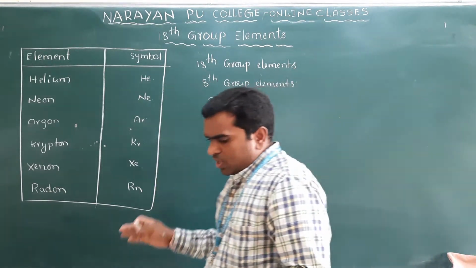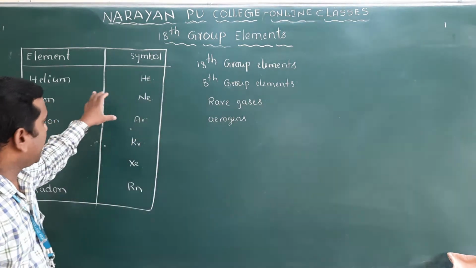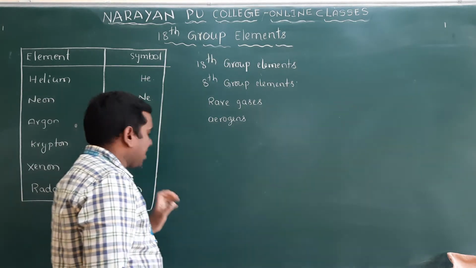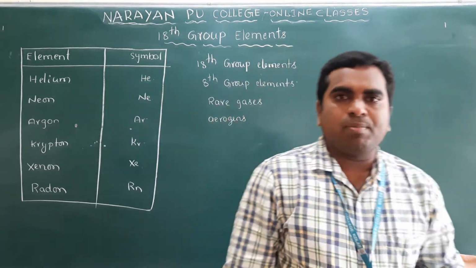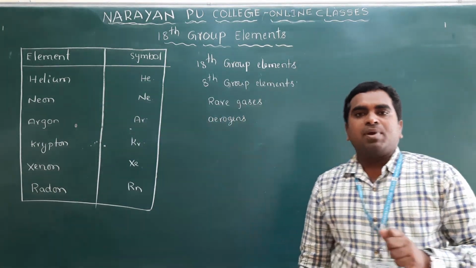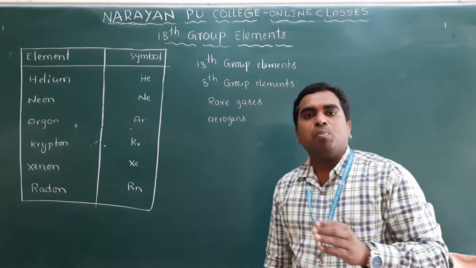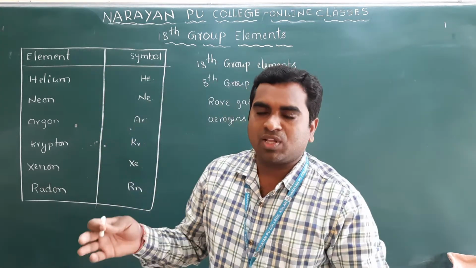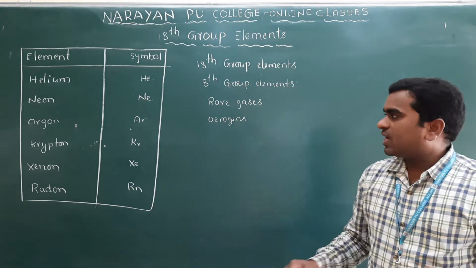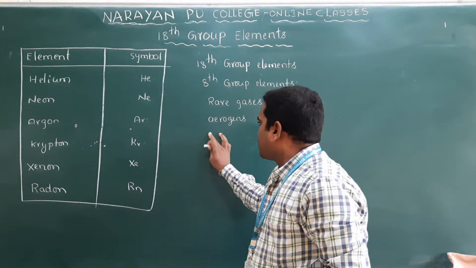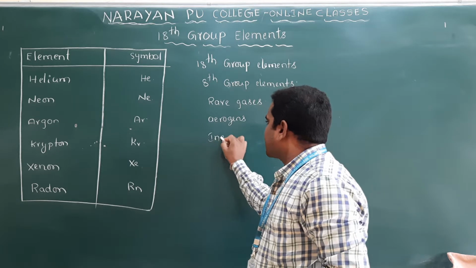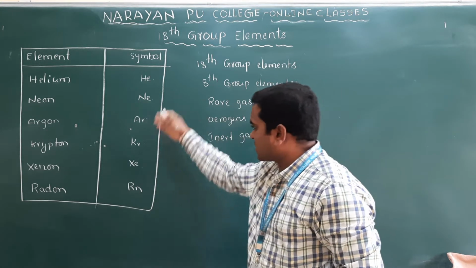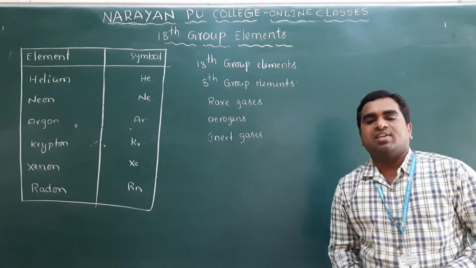Clear? These elements, helium, neon, argon, krypton and radon, do not show chemical reactivity at room temperature. They will not react with others or with themselves at room temperature, and that's why they are also called inert gases. They are all gases only, which is why we call them inert gases.